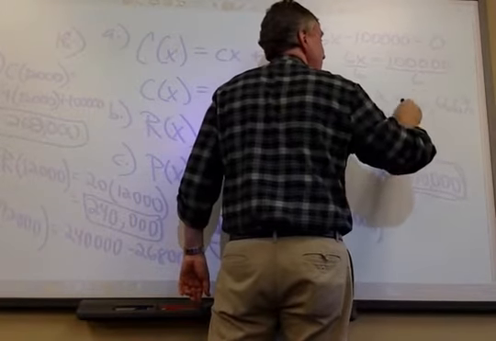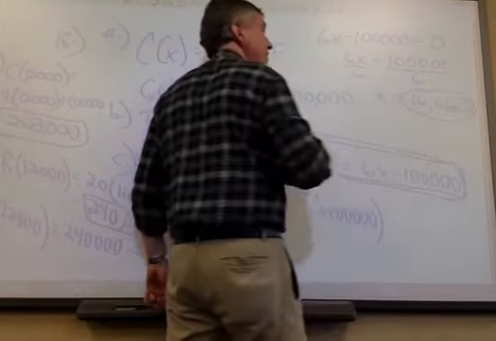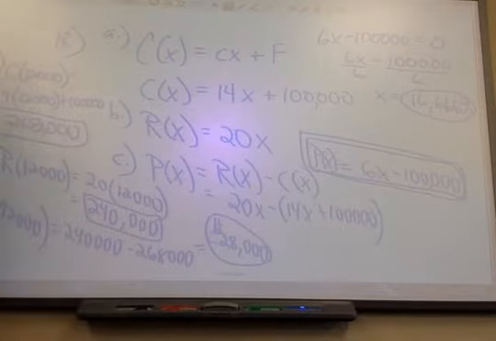Okay. So that means if they sell 16,666 or 16,667, if you round it up, they would not make a profit, but they wouldn't lose money. So that would be the break-even point.